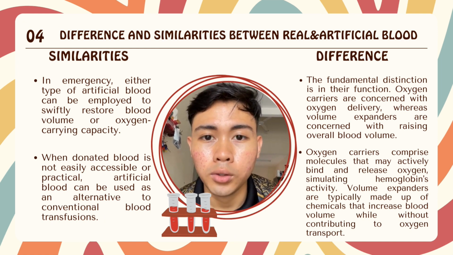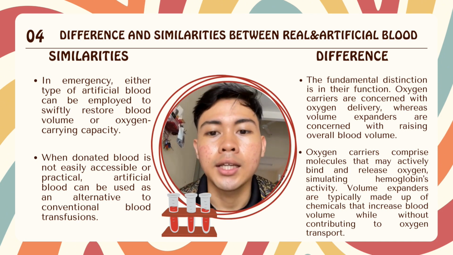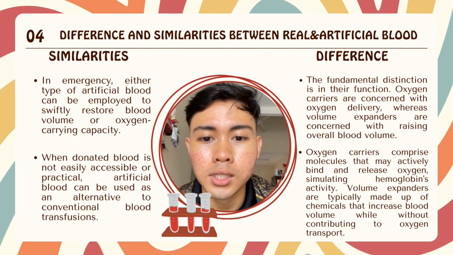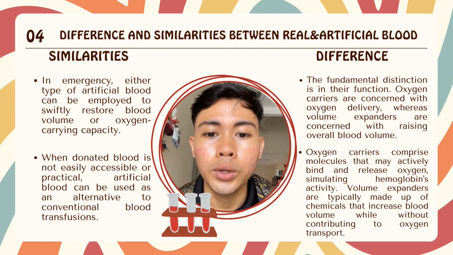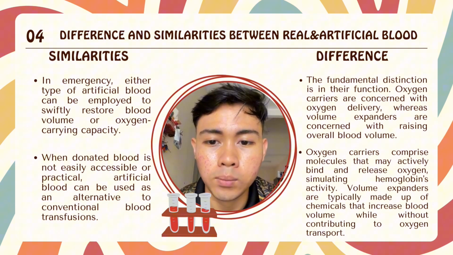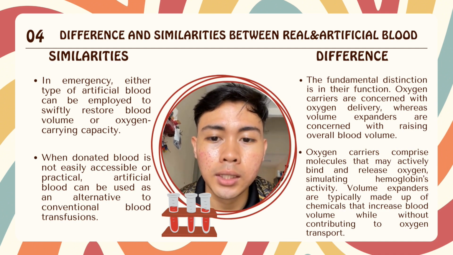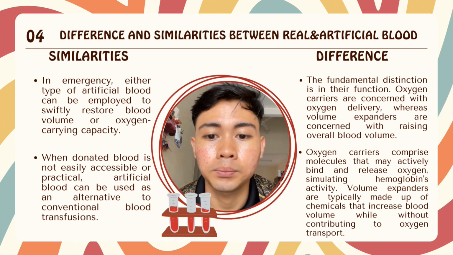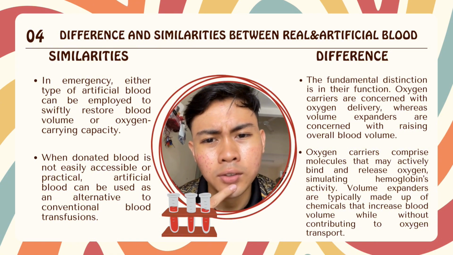Now, I want to talk about the differences and similarities of artificial blood. What are the similarities? In an emergency, either type of artificial blood can be employed to swiftly restore blood volume or oxygen carrying capacity. When donated blood is not easily accessible or practical, artificial blood can be used as an alternative to conventional blood transfusion.